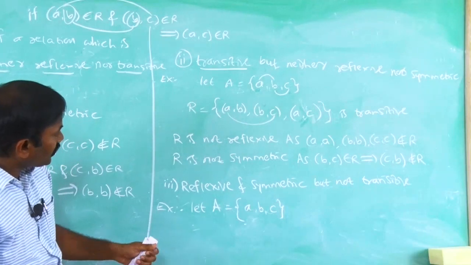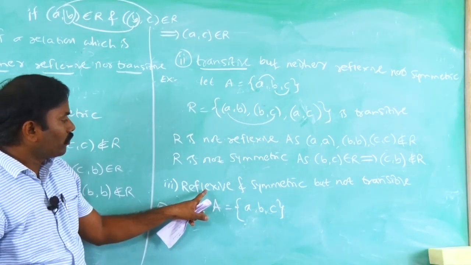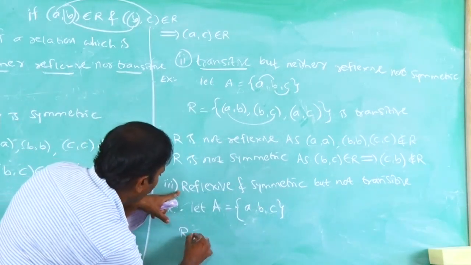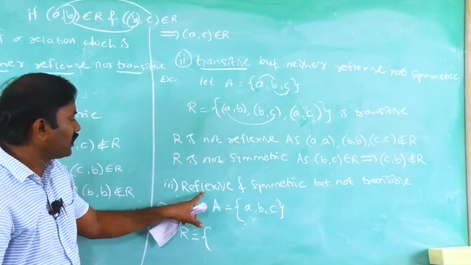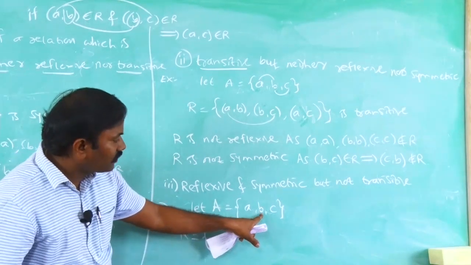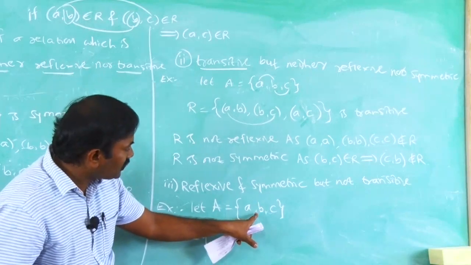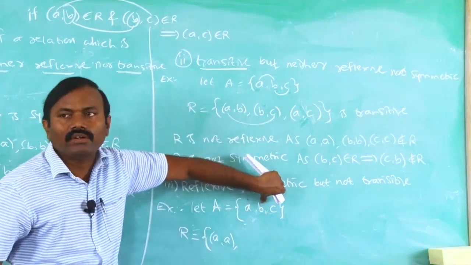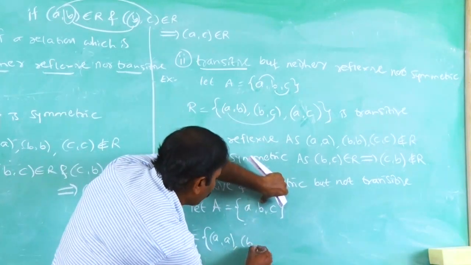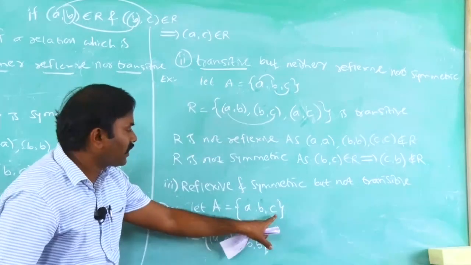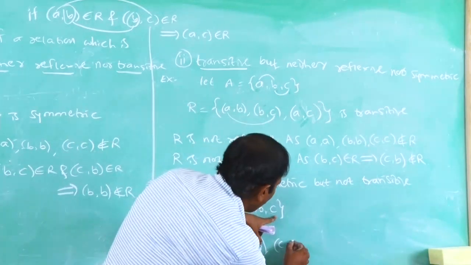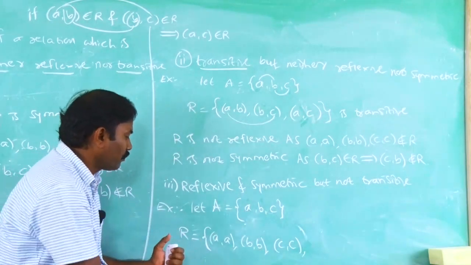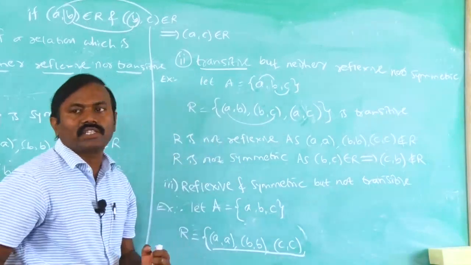So what is the required example? The relation is reflexive and symmetric. Now take first the reflexive relation, R equal to. First of all, the relation is reflexive. A is a set containing three elements. Now take all three elements' double: the element a gives (a, a), the second element b gives (b, b), the third element c gives (c, c). Here the three double pairs are in the relation. So this relation is a reflexive relation.